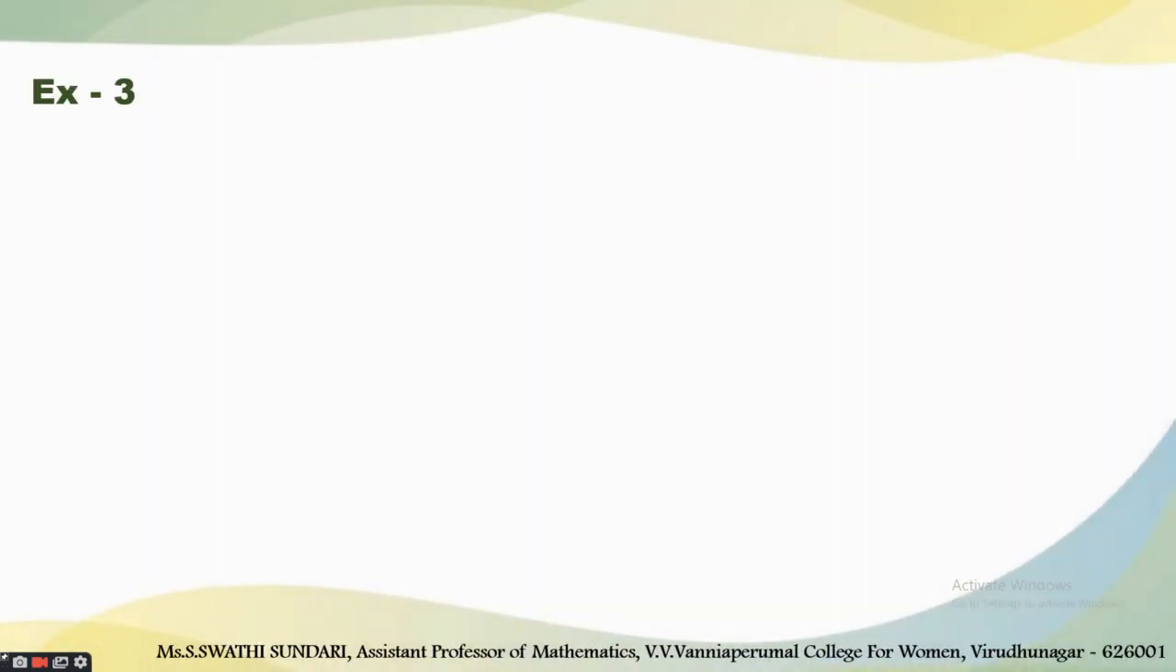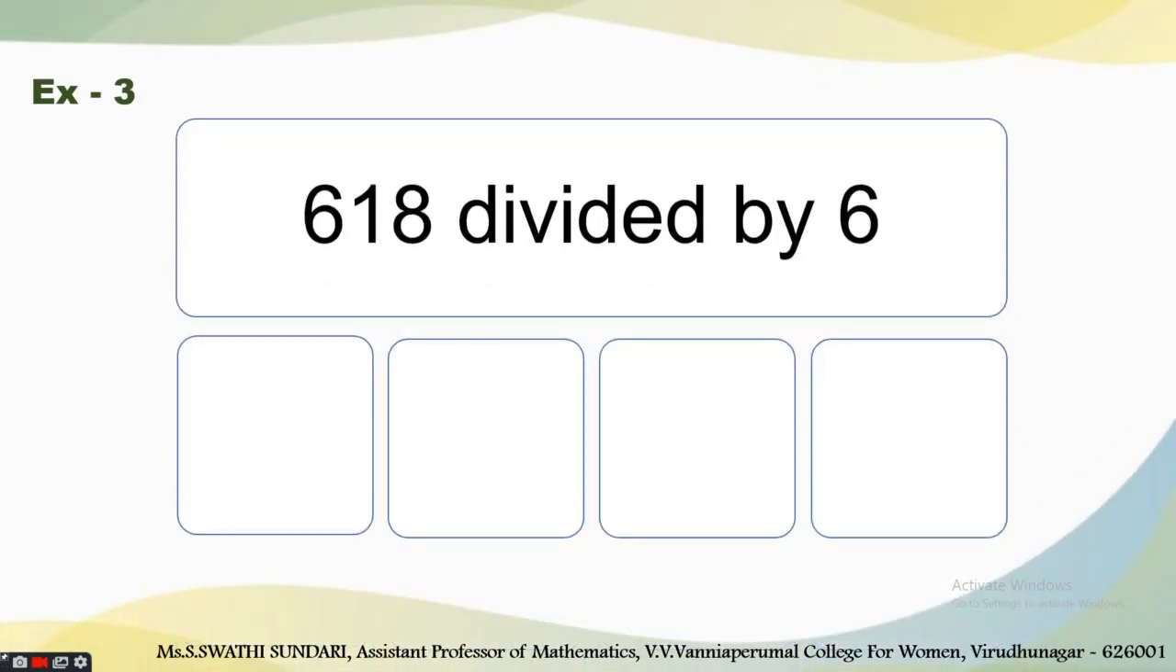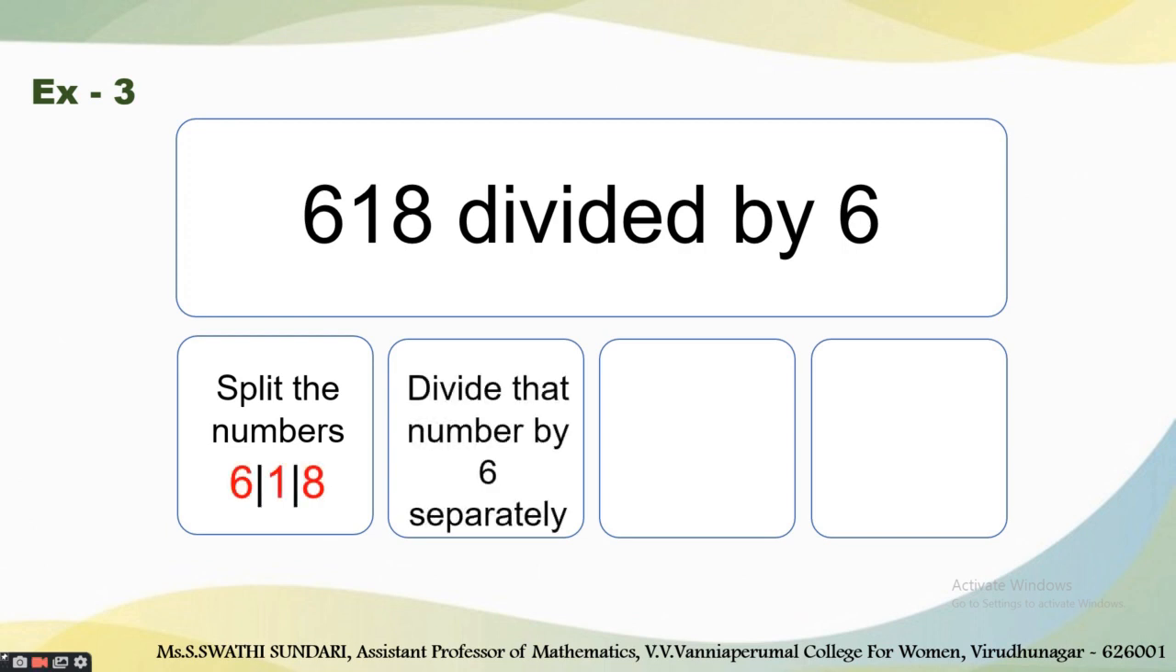And the third example, which is different from the past two, is 618 divided by 6. Here again we split the number as 6, 1 and 8. Divide each number by 6 separately. So we get 1. The next digit, 1, is not divisible by 6, so we put 0, and we consider the third digit as 18. 18 divided by 6 is 3. So the answer is 103.